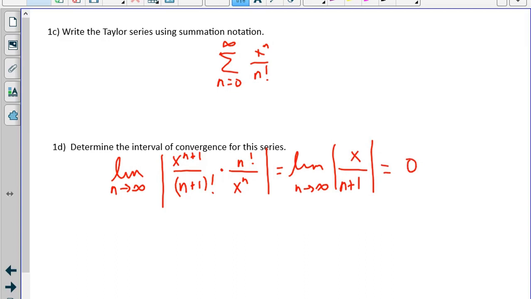And because that's true, since the limit of this is 0 when we do the ratio test, that means that this actually converges for all values of x. So there's nothing that x can be that can change the fact that this ratio test is actually going to make it so that the next subsequent term is not smaller than the previous one. So this works actually for negative infinity to infinity.